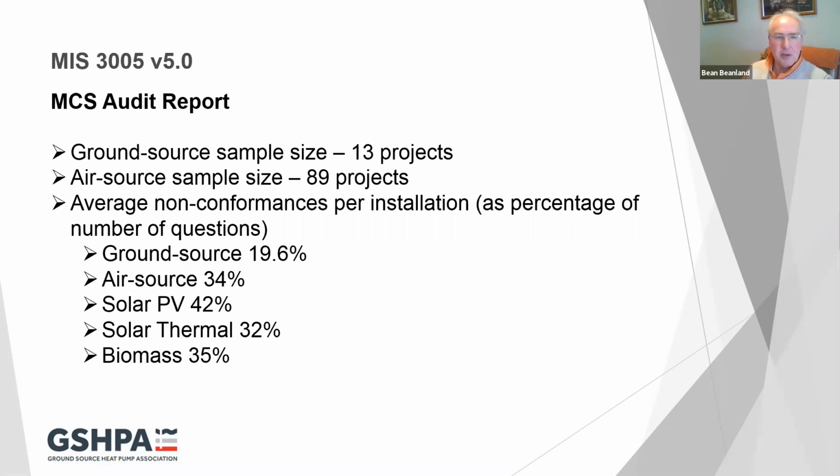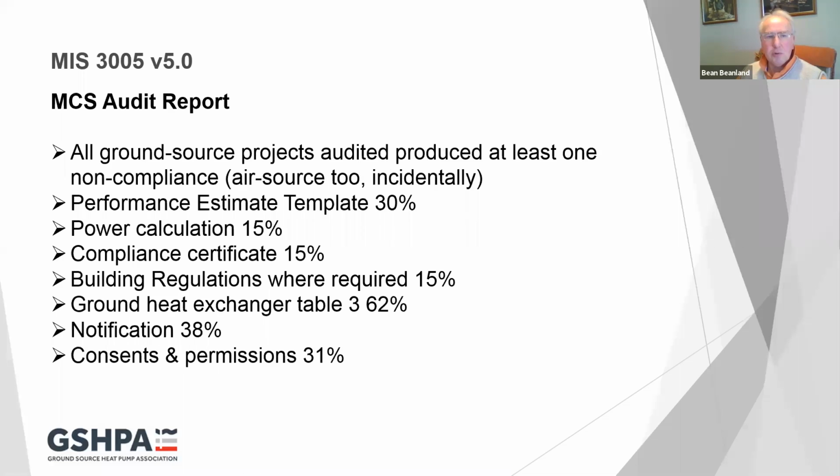You can see that we're doing significantly better than other technologies, but I think we can and we should be doing better. And again, this is all part of this self-preservation for installers. So what sort of non-compliances were being identified? All the ground source projects audited produced at least one non-compliance. The same applied to air source too, actually. I haven't checked the other technologies, but I suspect exactly the same.